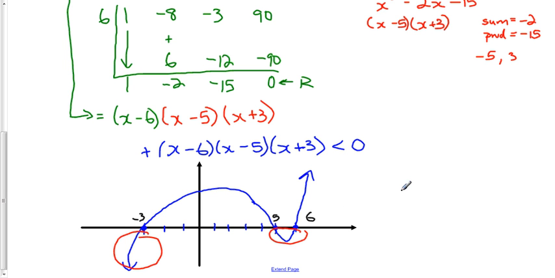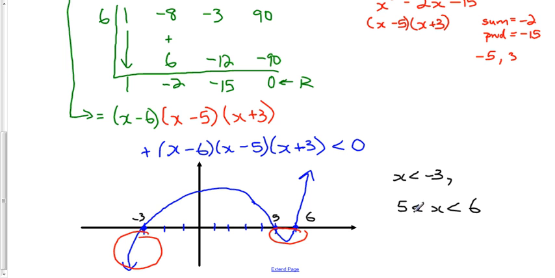Okay, so where is the function less than 0? The function is less than 0 at x is less than negative 3, comma. It's also less than 0 between 5 and 6. So between 5 and 6, it is also less than 0. So those are my two solution sets.